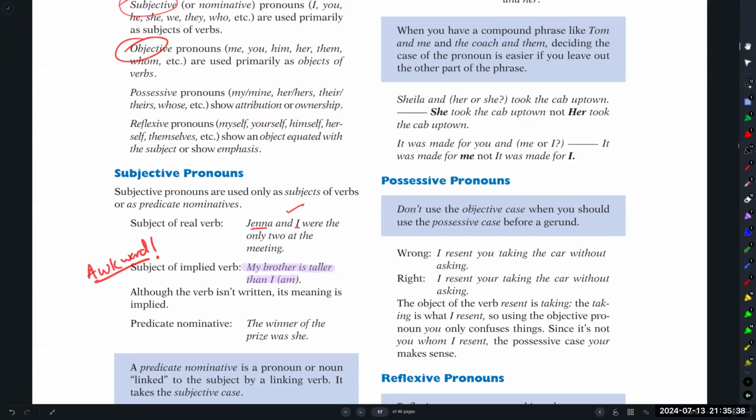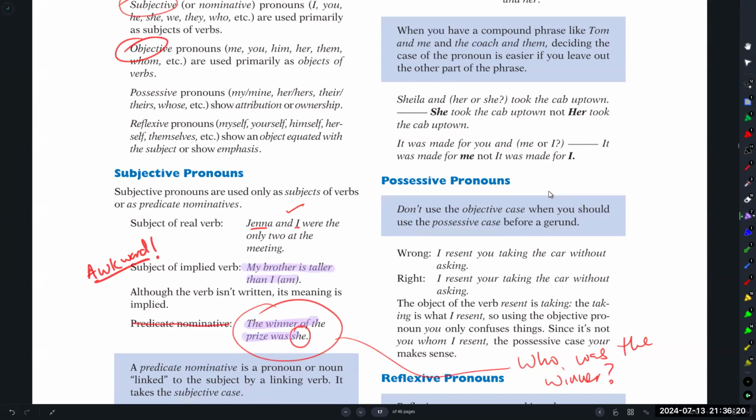Now this one: "The winner of the prize was she." It says predicate nominative. Ignore the jargon of the rule. In order to check, you could ask, who was the winner of the prize? If you can answer with she, yes, she was the winner. So here it's fine: the winner of the prize was she. Who was the winner? She was. This is very awkward, but correct. You have to make sure you remember this.